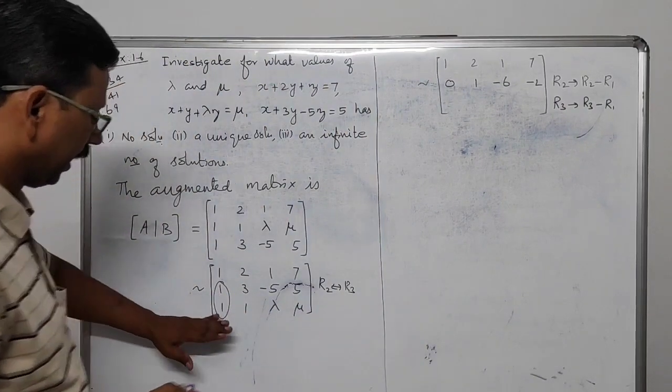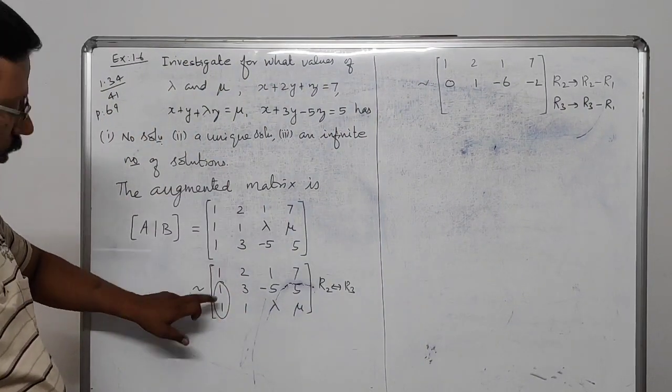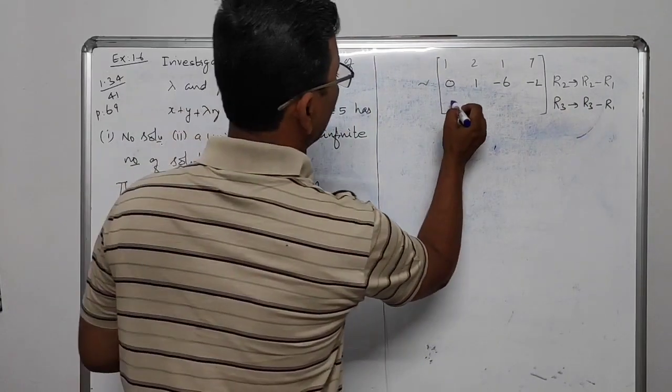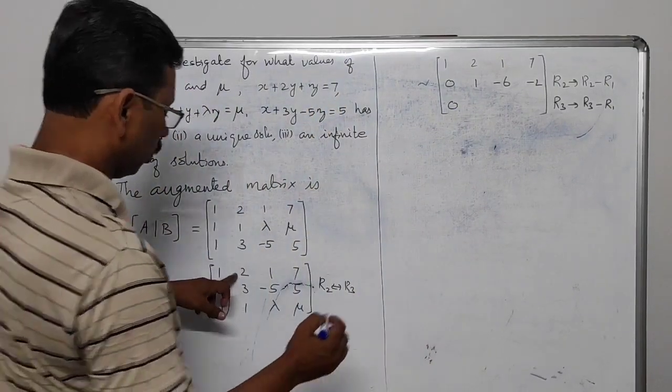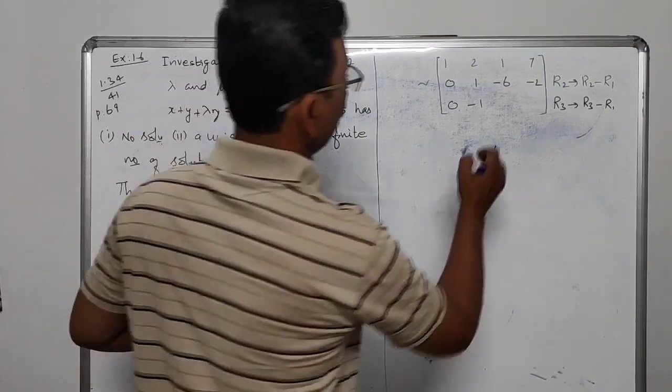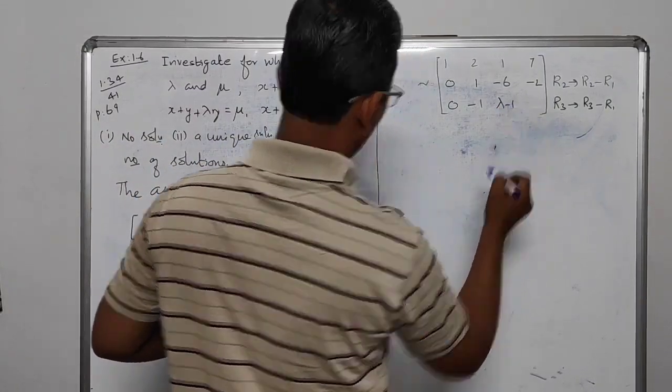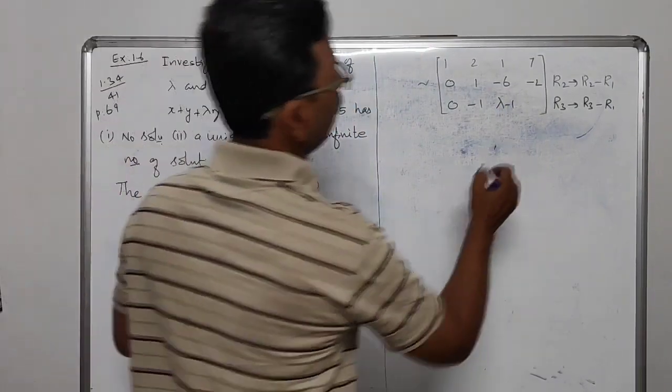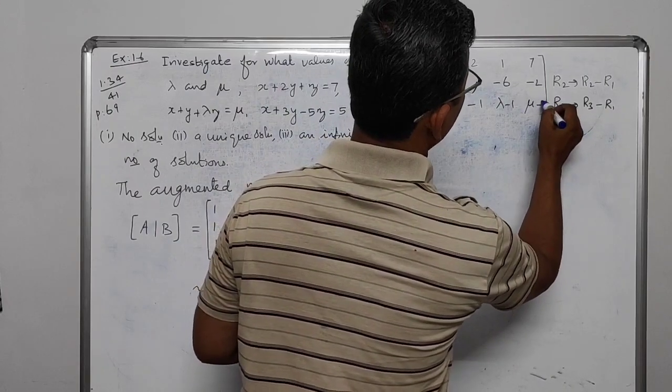Then again you are subtracting the first row from the third row. That is 1 minus 1 gives 0. Then 1 minus 2 gives minus 1. Then lambda minus 1. Then mu minus 7.